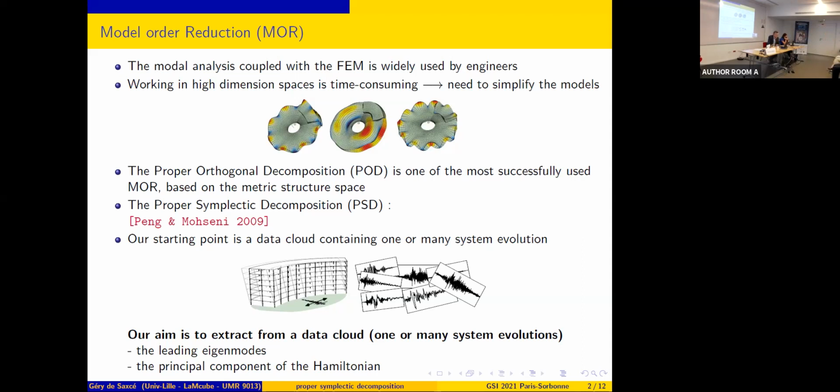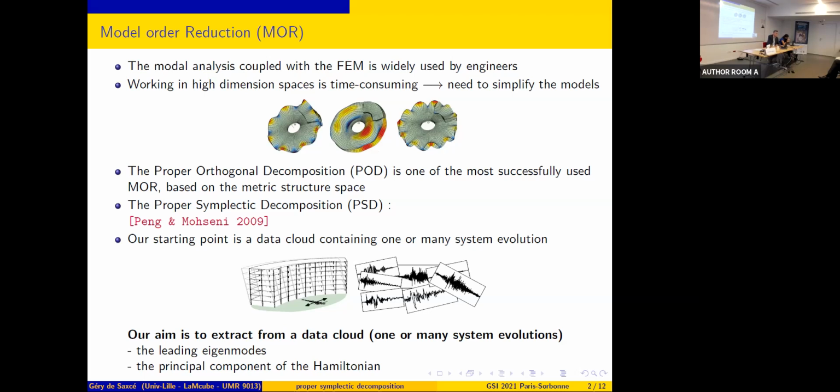The proper orthogonal decomposition or POD is one of the most successfully used model reduction techniques, but it is based on the matrix structure of the configuration space. While in dynamics, the space of motions is equipped naturally with a symplectic structure. A variant adapted to the dynamics is the proper symplectic decomposition, or PSD, proposed by Peng and Mohseni.